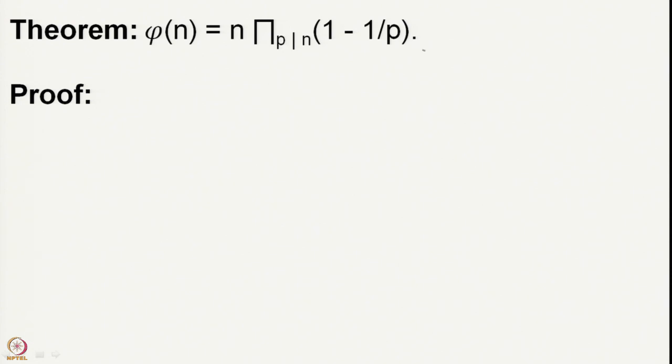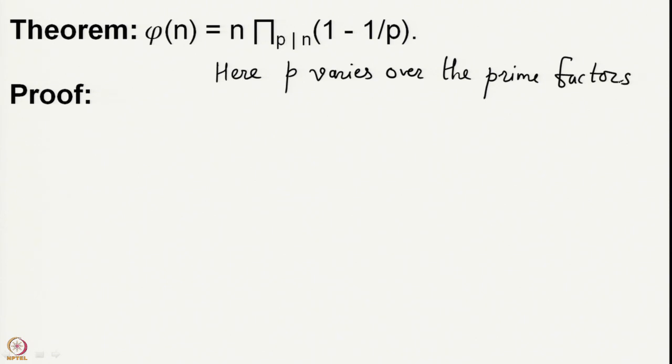Here p varies over the prime factors of n, and this symbol that you see here stands for product. So, what we have seen here is that the Euler phi function can be computed by the right hand side here. So, let's go on about proving it.